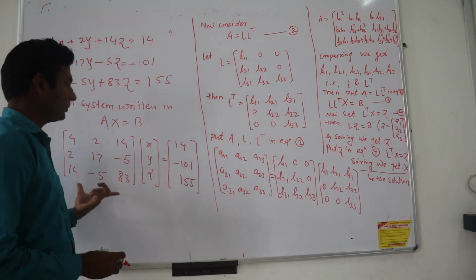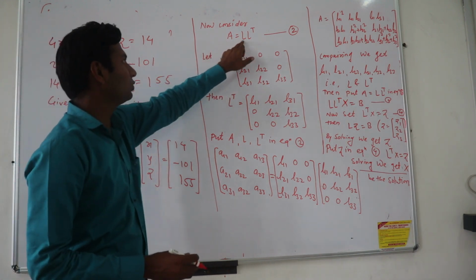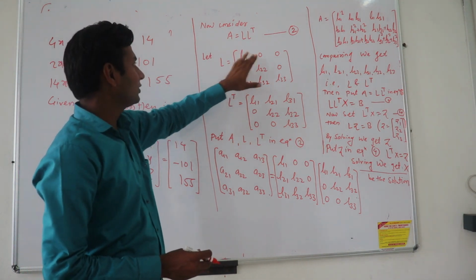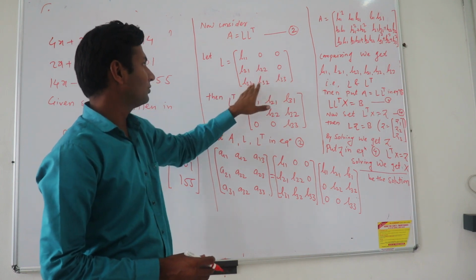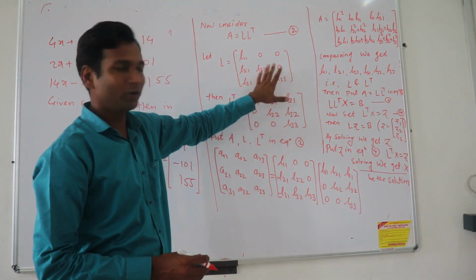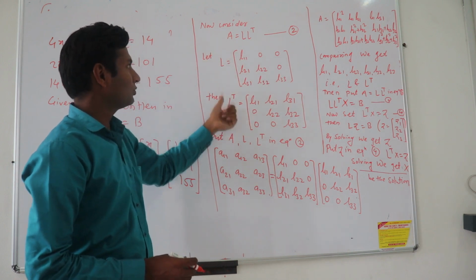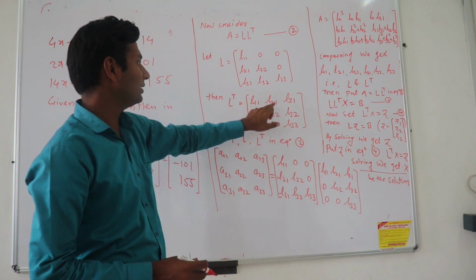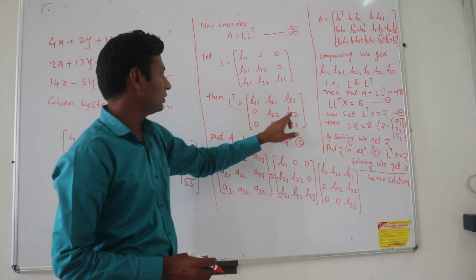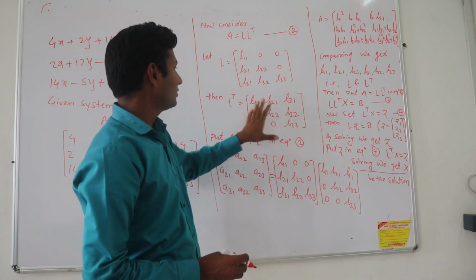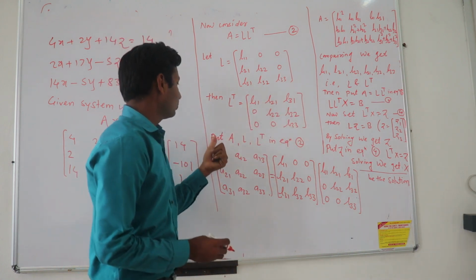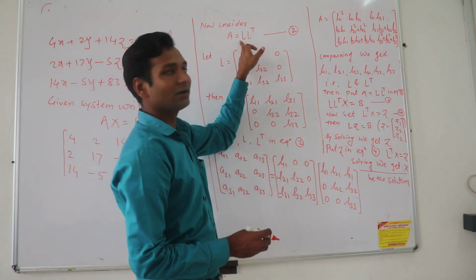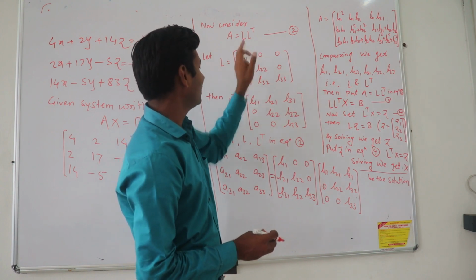This matrix is a symmetric matrix, so we can write A as L into L transpose. Then we consider matrix L with the same notation: L11, 0, 0, L21, L22, 0, L31, L32, L33. Then we write L transpose, the transpose matrix of L, only changing rows and columns. We get L11, L21, L31, 0, L22, L32, 0, 0, L33. This is the L transpose matrix. Now we put this A matrix and L transpose matrix in the second equation, A equal to L into L transpose.